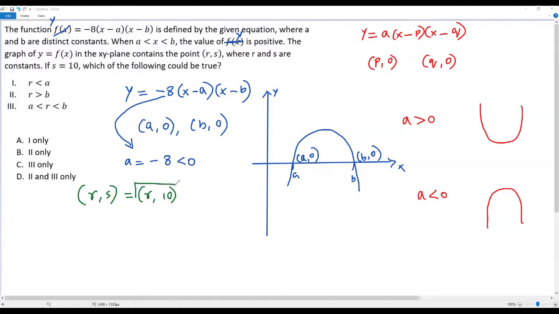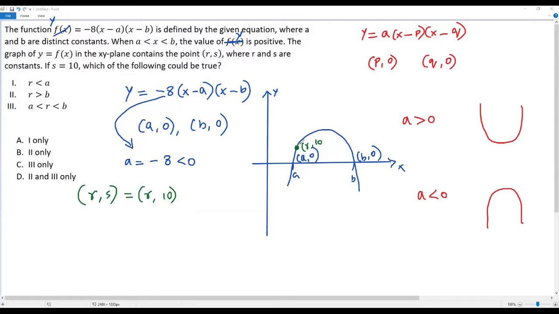So where will we have this point (r, 10)? Is it above the x-axis or below the x-axis? Here the y coordinate at this point is 10. That is positive. Since the y coordinate is positive, we must have this point (r, 10) above the x-axis, because only above the x-axis will the y coordinate be positive. You can consider this (r, 10) anywhere on the parabola above the x-axis. For example, if I consider (r, 10) over here, the y coordinate is 10, and what is the x coordinate? It is r.